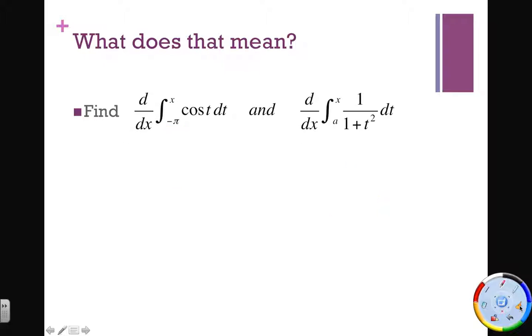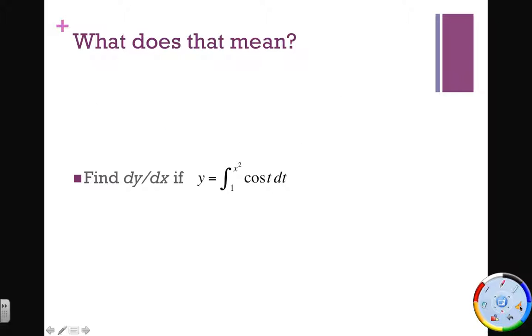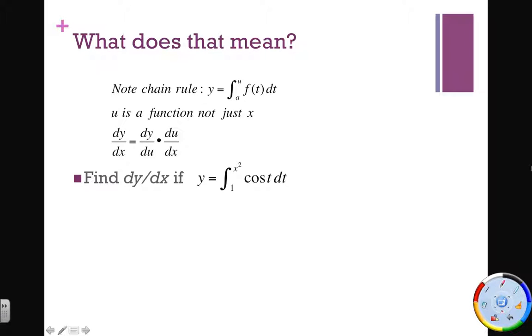But what happens if we look at problems like this? We're going to find dy dx, so we want to take the derivative of both sides, right? So I want to find the derivative of this integral from 1 to x squared of cosine t dt. Some of you might say cosine of x. Actually, some of you might even go, oh, well, it's x squared, so it's got to be cosine of x squared. Sadly, it's not the case. You actually have to think about something that we haven't thought about in a while, and it's the chain rule.